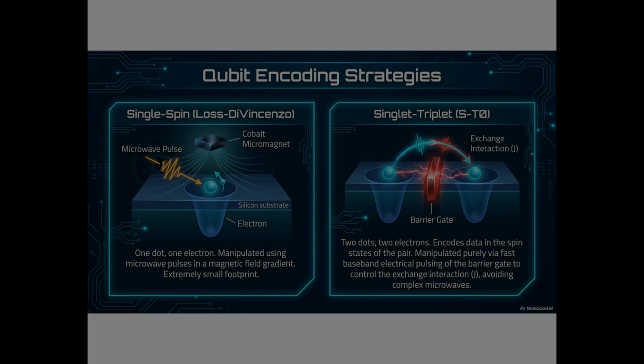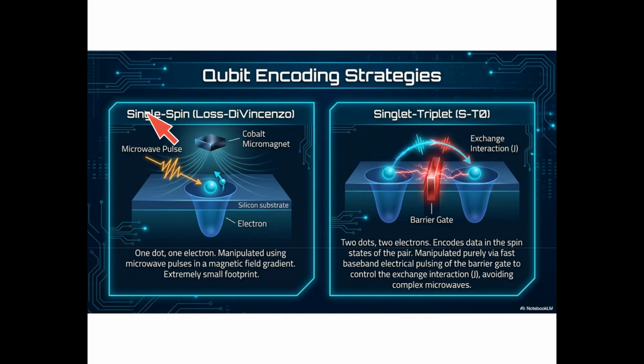Control is achieved by firing microwave pulses at the electron's Larmor frequency, combined with a cobalt micromagnet placed nearby to create a local magnetic field gradient that enables electrically driven spin resonance. The key advantage, an extremely small physical footprint.